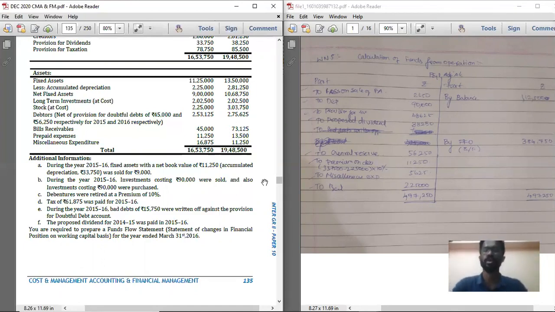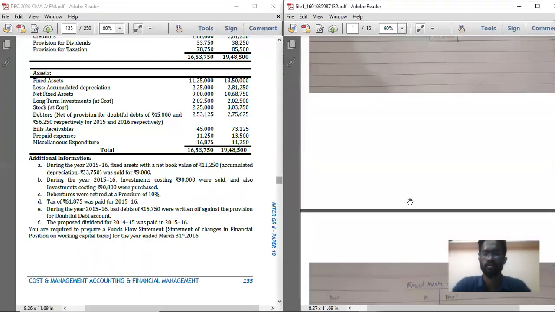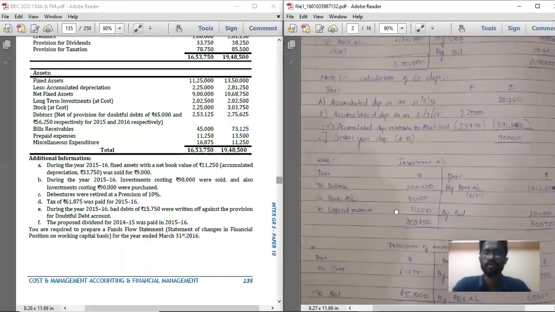So now you know the answer. You know the funds from operation, that is 3,84,750. Pause the video and go for preparing funds from operation. Pause the video and prepare the whole of problem number 7 so that you can get the answers easily. Even if you go wrong, you will know where you're going wrong. So these are the different accounts we have seen.